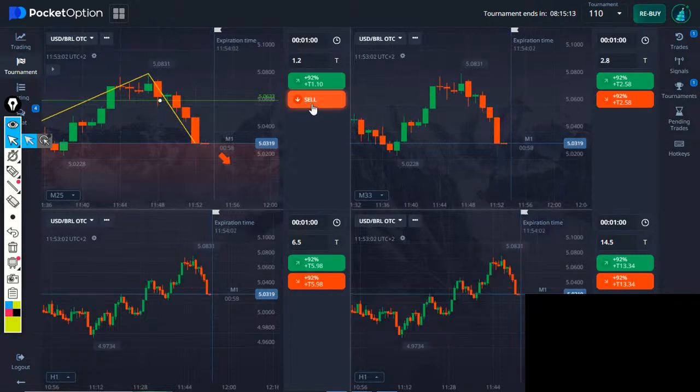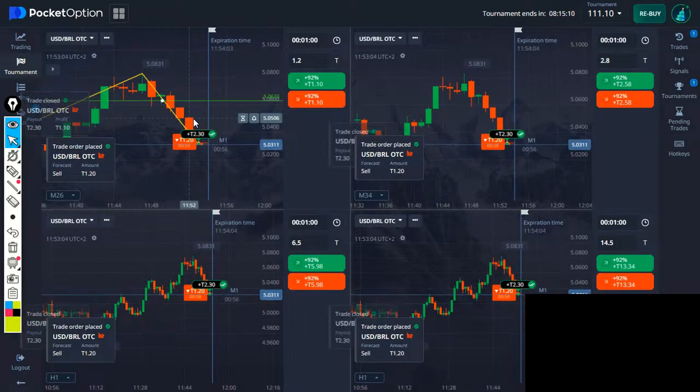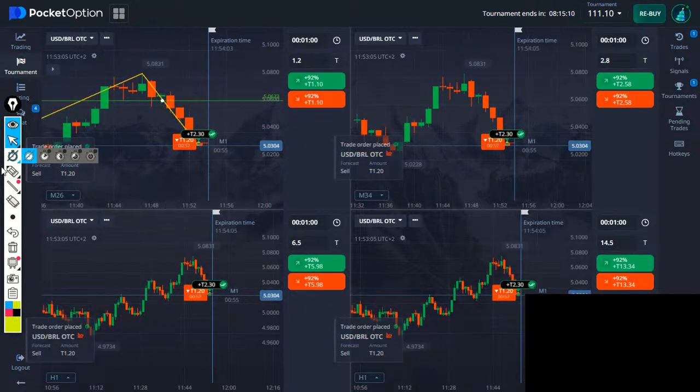Okay, this is a win as well. We take a trade. Beautiful. We are 11% up, guys.